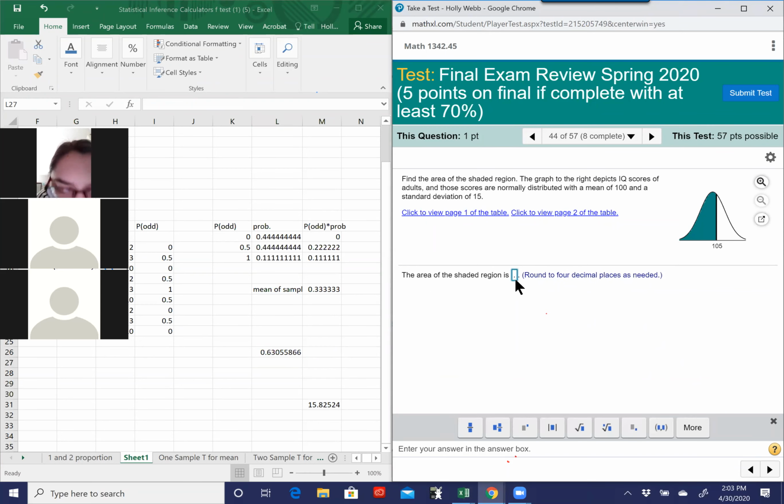Michaela, can you see the dark shading on that one? Yes, ma'am, it's dark enough. Okay, good. 0.6306. Okay, then let's see, 44. Okay, let's just keep going.